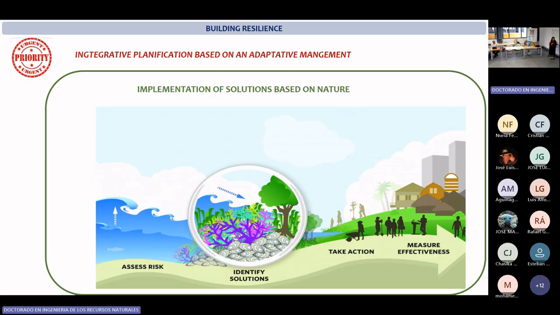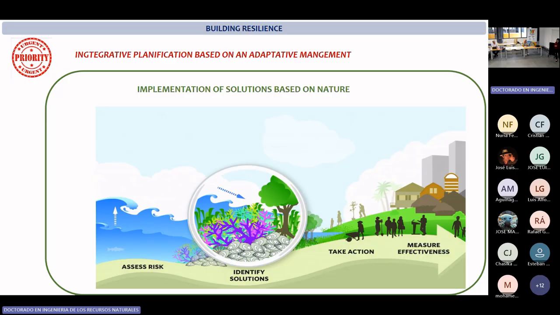So here we need integrative planning based on adaptive management. A management that can be adapted. We can deploy a management that is not adaptive for people in certain parts, so it's a problem. So we have to select the most adequate tool with an adaptive version. So what is our rule here? We assess the risks. We identify the risk. We identify the solutions, and we put the solutions in place. With the solution, we deploy the solutions. We take the actions, okay?